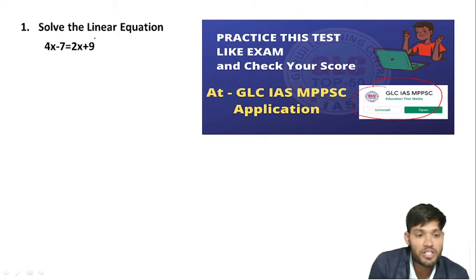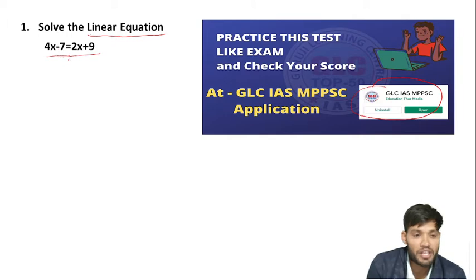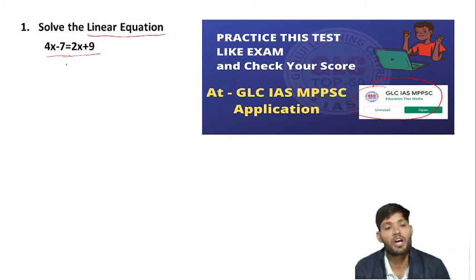Now solve the linear equation. What is a linear equation? We have learned about the linear equation: an equation with a single power and a single variable. Now, a single variable equation, we can say, is here: 4x minus 7 is equal to 2x plus 9. How can we solve it?